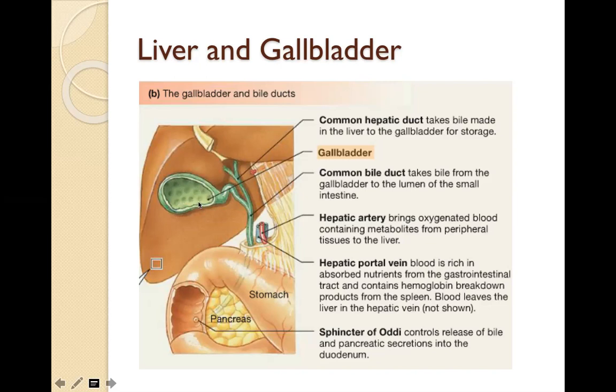stored in the gallbladder. When the gallbladder releases the bile, it goes down this duct that's attached to the gallbladder, and this is called the cystic duct. And the cystic duct connects with the common hepatic duct to make another duct. I know that there's a lot of names here, but the cystic duct and the common hepatic duct come together to make the duct that carries bile to the small intestine. And it's called the common bile duct.